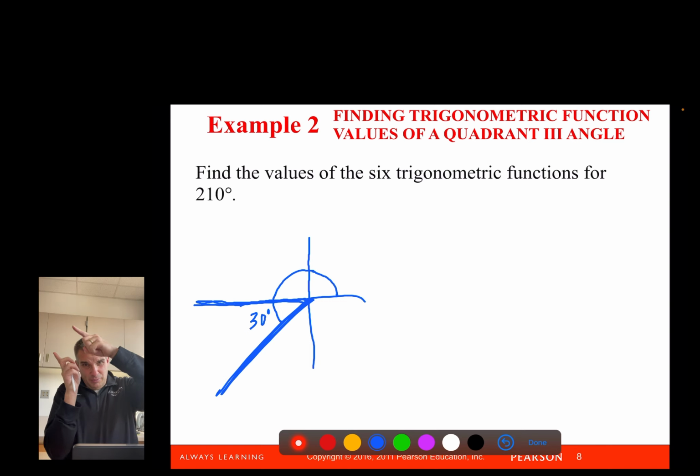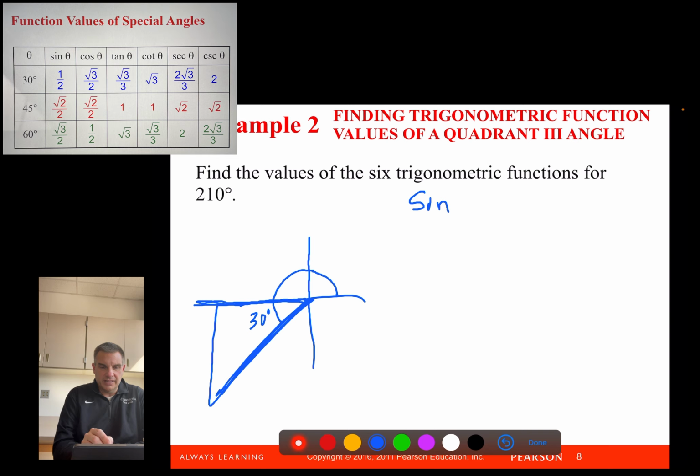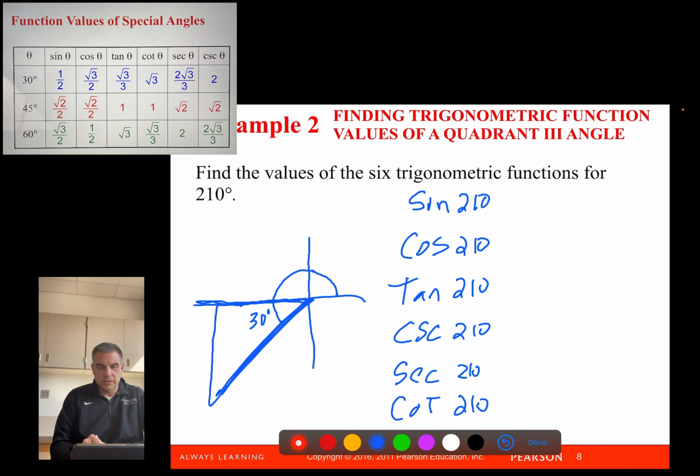Because now we're going to use the table that's somewhere around me, because we can create a right triangle out of this. And it asked us for the 6 trigonometric functions of a 210 degree angle. So we're going to find the sine of 210, cosine of 210, tangent of 210, cosecant of 210, secant of 210, and cotangent of 210.